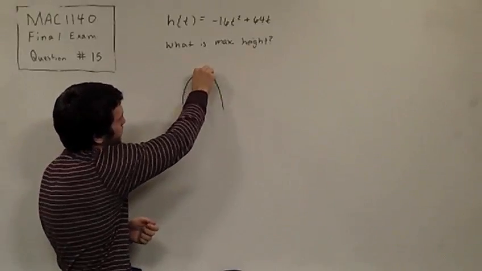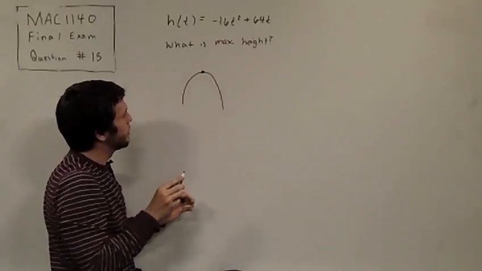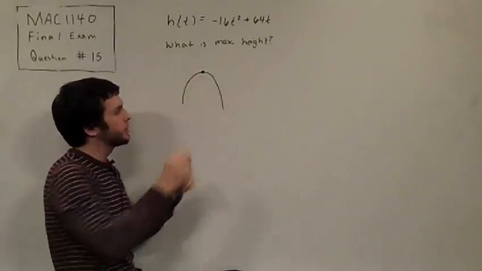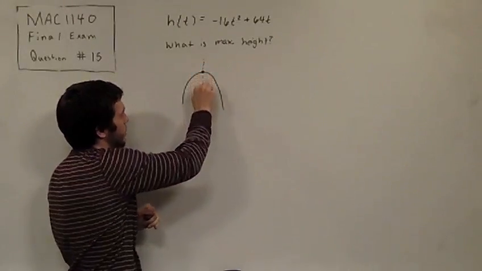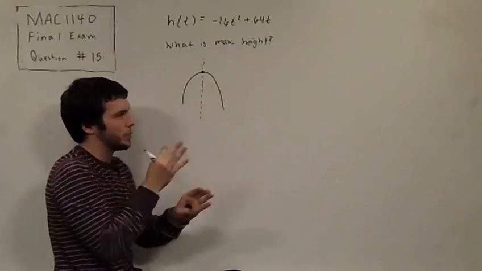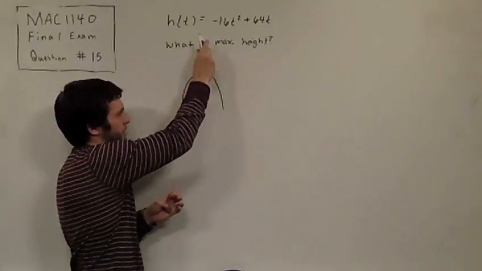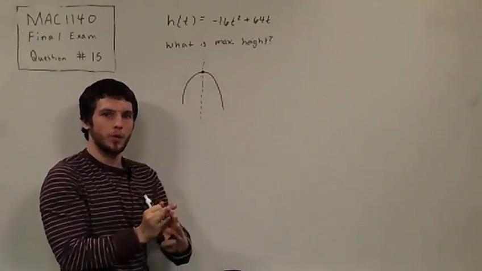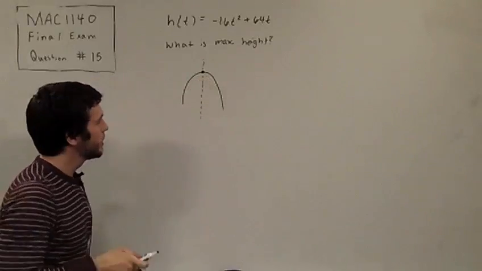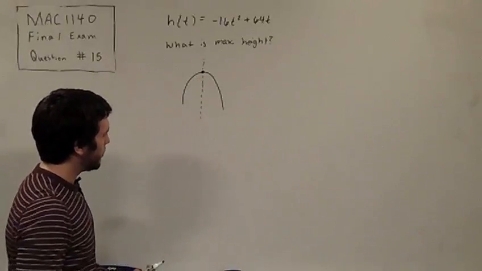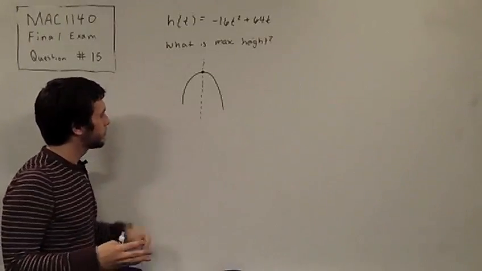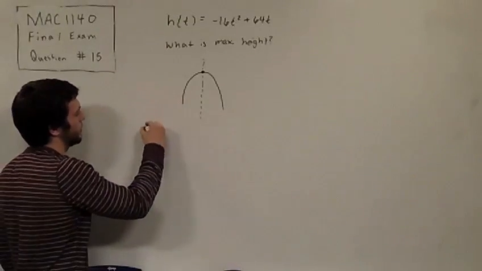So the maximum will be whatever y value is achieved at the vertex, and this is called the vertex. It's the point of symmetry. The axis of symmetry is a vertical line that divides the parabola into halves, and the vertex is the point on that line. So with that in mind, we'll write a fact.